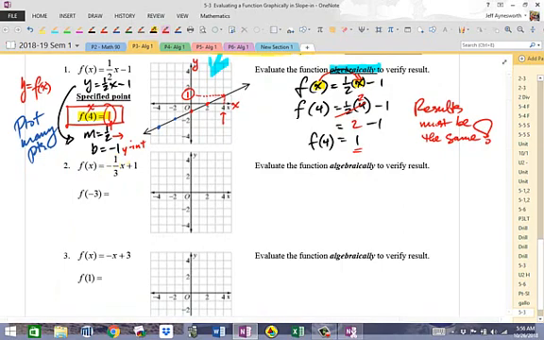Let's graph this next function here. f of x equals negative 1/3 x plus 1. So we graph the y-intercept first. Okay, the y-intercept is 1. So we plot that at 1. I always plot the y-intercept first.